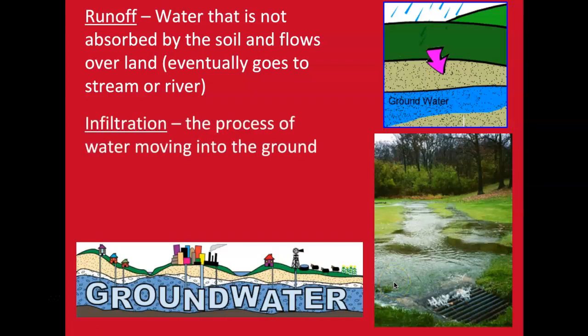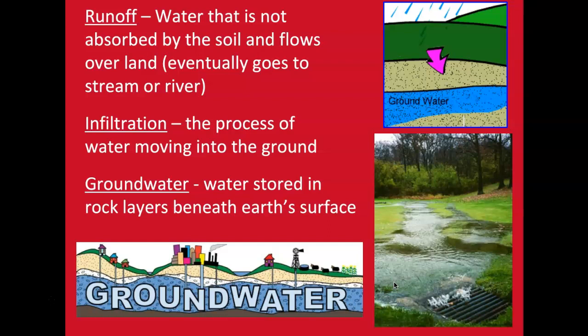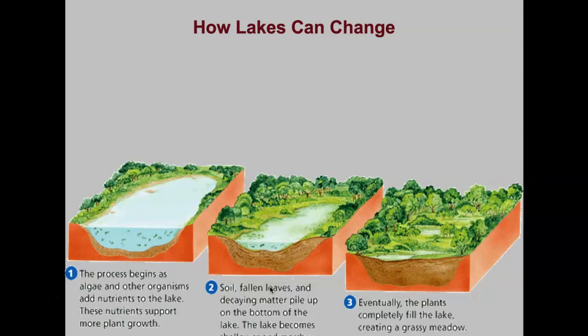Infiltration is just the process of the water moving into the ground. And once the water has moved into the ground, once it's infiltrated down through the ground, it will become part of the groundwater. And the groundwater is just water stored under the ground. And it's stored in a special place that's called the aquifer, which we'll talk a little bit more about later.